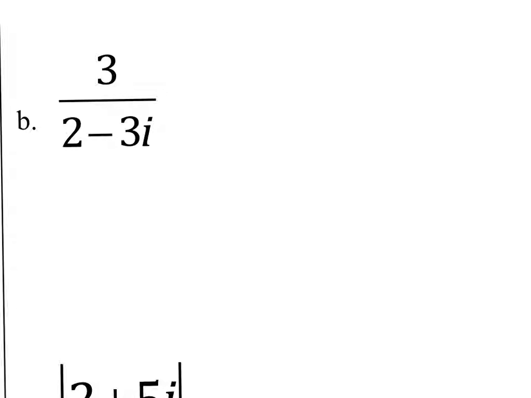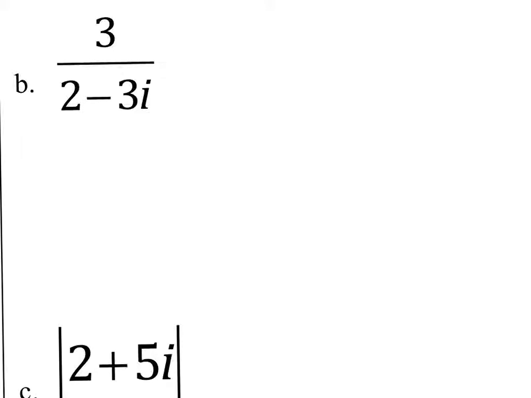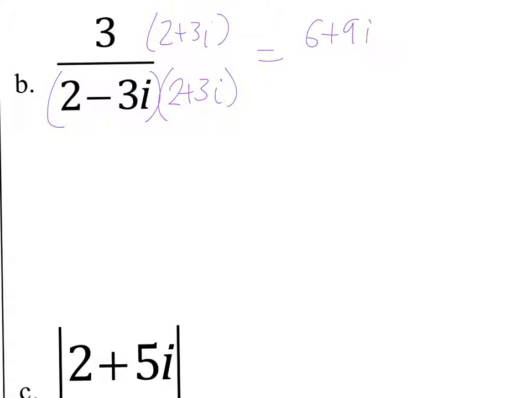In trying to rationalize this denominator, what we're going to do is to multiply both the top and the bottom by a conjugate. If I've got 2 minus 3i in the bottom, I've got to have 2 plus 3i being multiplied by the top and the bottom. On the top, we get 6 plus 9i, and on the bottom, we get 4 plus 6i minus 6i minus 9i squared.